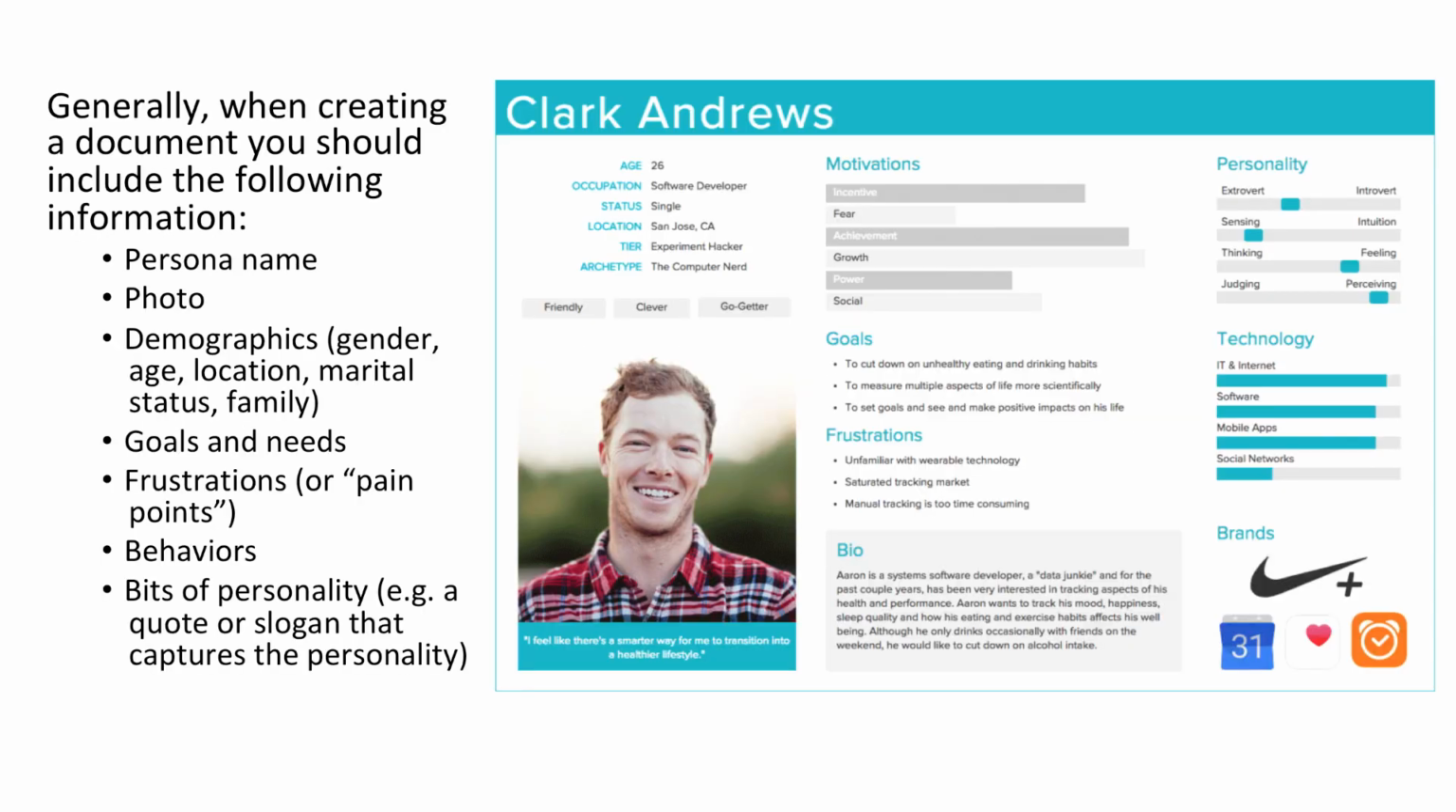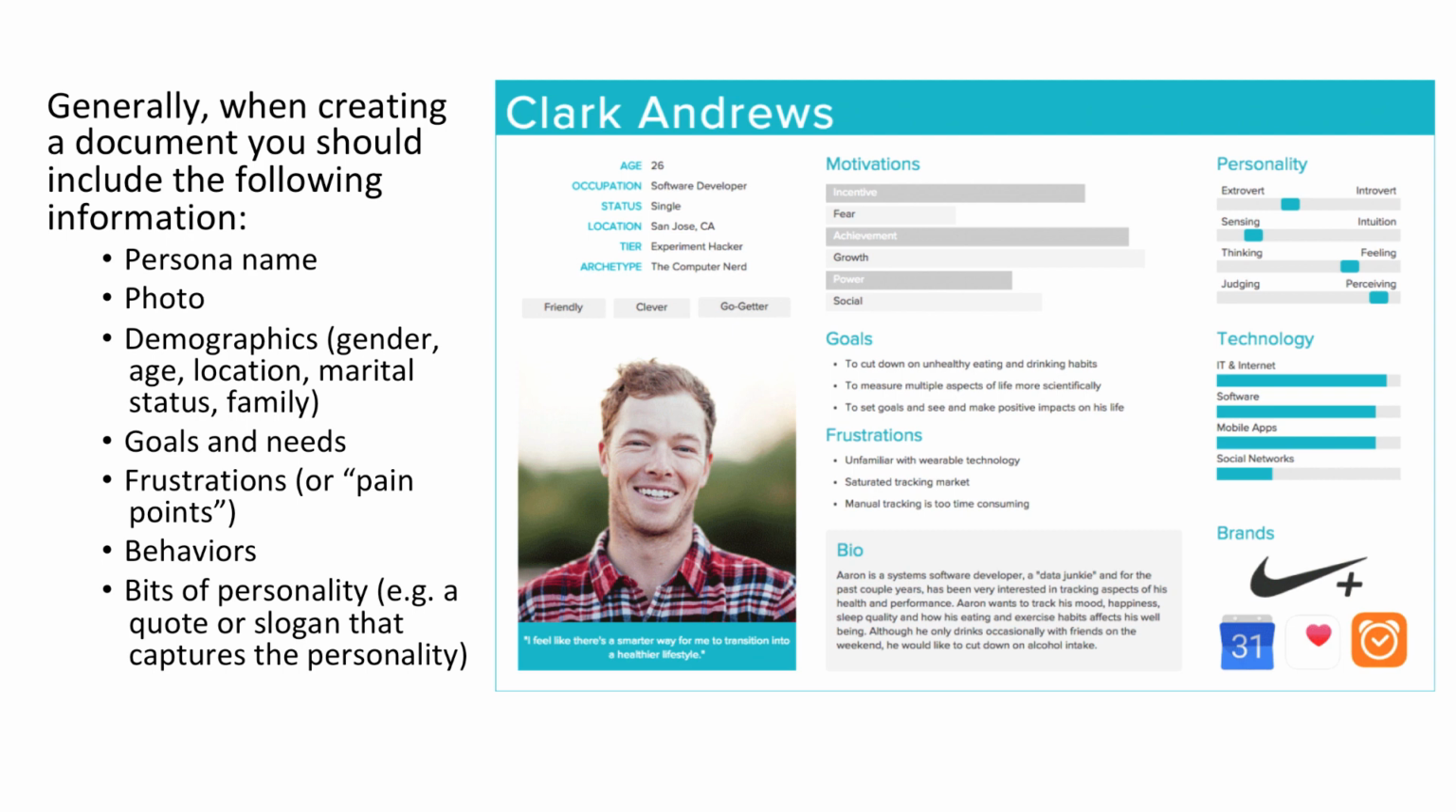Generally, when creating a document, you should include the following information: a persona name. Obviously, it's not a real name. It's a fake name. A photo, demographics, gender, age, location, marital status, family, goals and needs, frustrations or pain points, behaviors, bits of personality, like a quote, slogan that captures a personality. So if we look at this persona, you can look up personas online. You can just do a quick Google search of personas. And you can take a look and see what is out there.